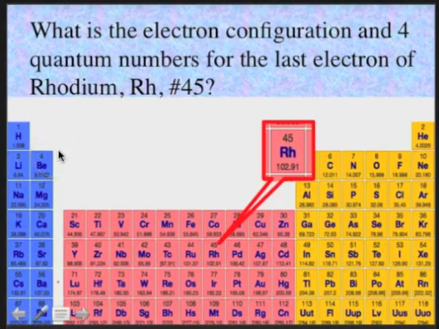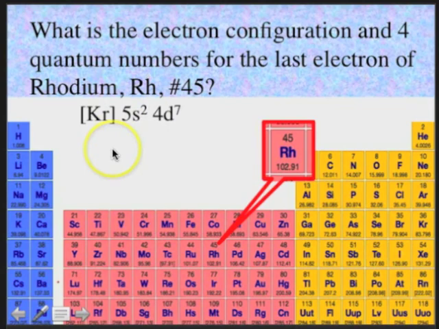What is the electron configuration and 4 quantum numbers for the last electron of rhodium, number 45? So here's rhodium. It has a krypton core, which is followed by the 5s orbitals, and then, of course, the 4d orbitals. And it's block number 1, 2, 3, 4, 5, 6, 7, 4d7. So, describing its electron configuration: krypton core, 5s2, 4d7.